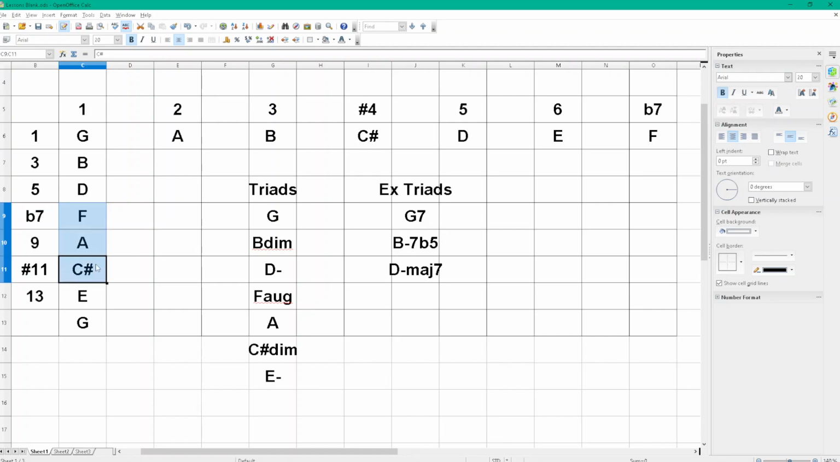F, A, C sharp, E. The interval between F and A is a major 3. F and C sharp is an augmented 5th, and F and E is a major 7. So this is F major 7 with a sharp 5, okay?